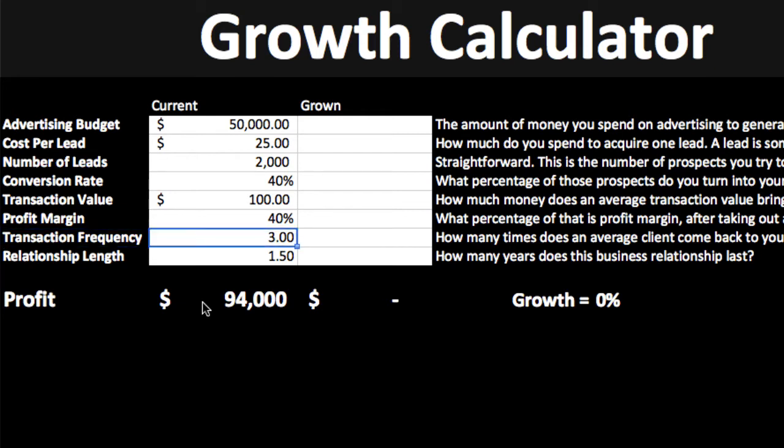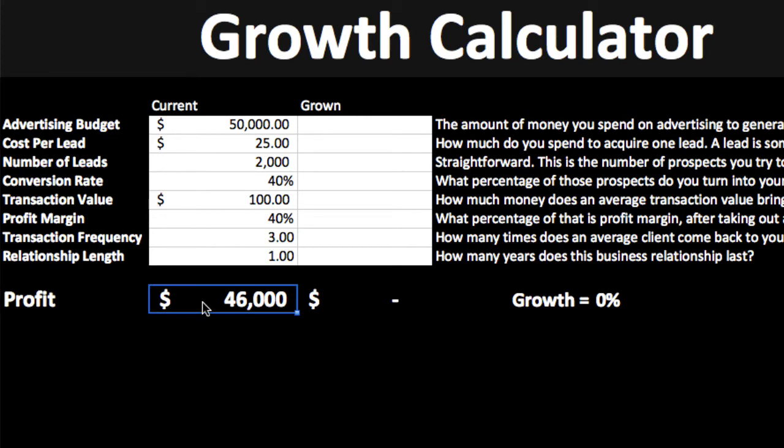And so let's say the transaction frequency, that is the number of times an average client comes back to you every year, is 3. They come back to you 3 times, but they only come back for 1 year. That's what we will assume in this example. They don't keep coming back year after year. They make their initial purchase, then they purchase something from you 2 more times, and that's it. Now, you take all this into account, and what you have is the profit.